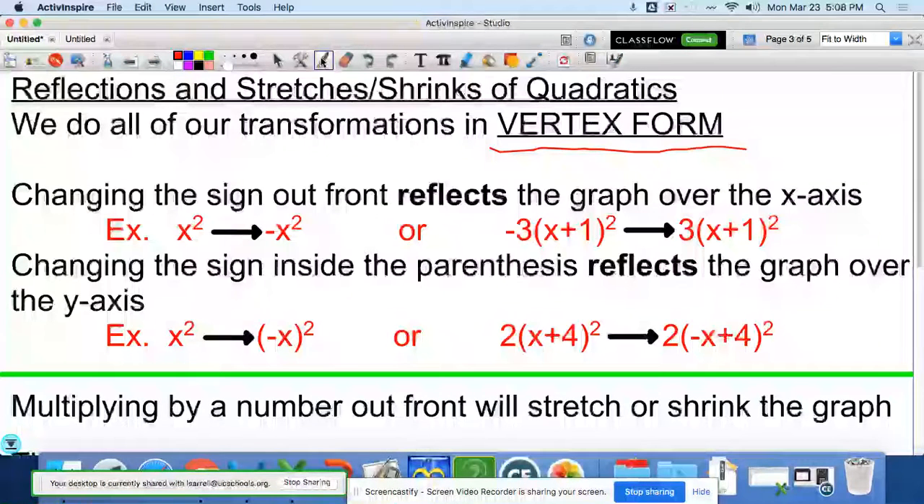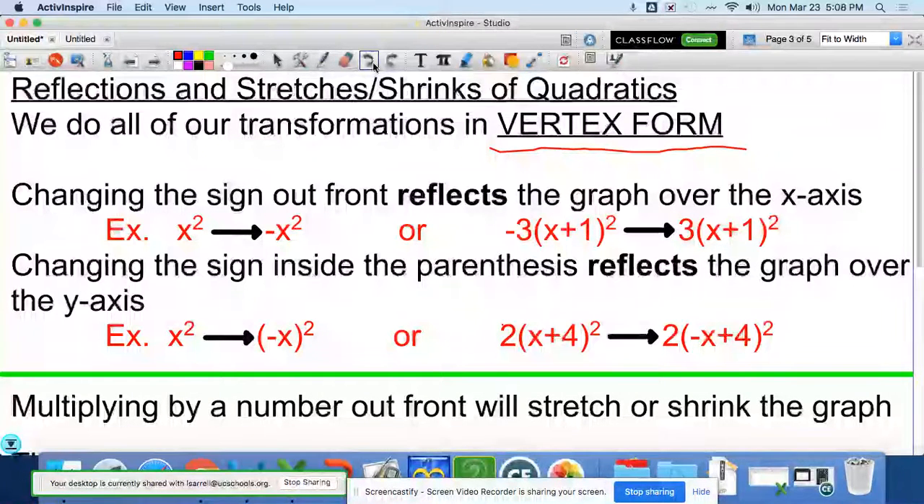However, changing the sign inside the parentheses of the x value is going to flip us over the y-axis. So you can see we went from there to there. That's changing inside. Or you can see right here, we had a +2 out front. +2 stayed the same, okay? But what changed was that this negative sign popped up inside the parentheses. That's going to cause us to reflect over the y-axis.